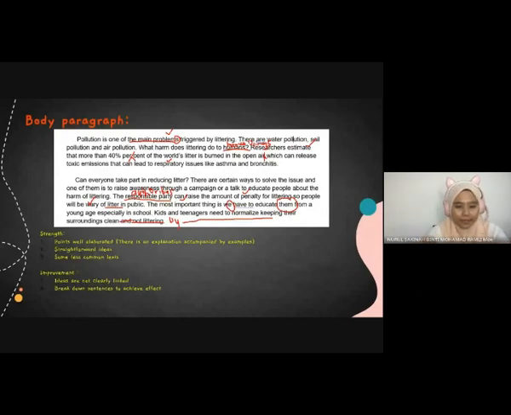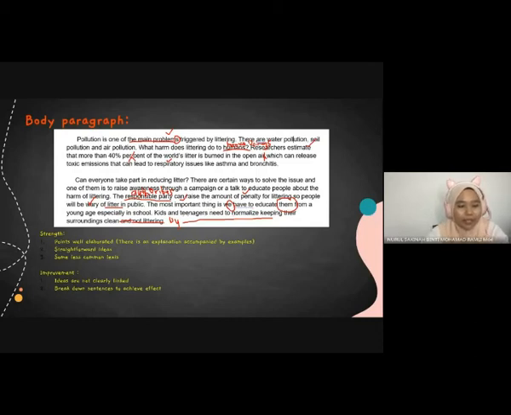Maybe this person can include linkers. For example, here, the responsibility can be raised through awareness, for example, through a campaign or a talk. So it just shows, okay, this is an example of how we can raise awareness. Okay, and then other than that is okay.